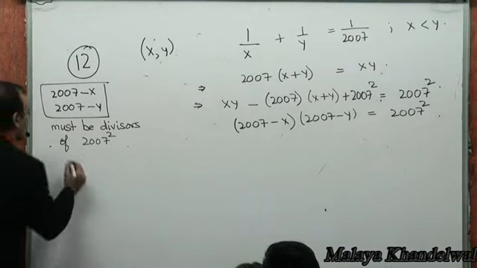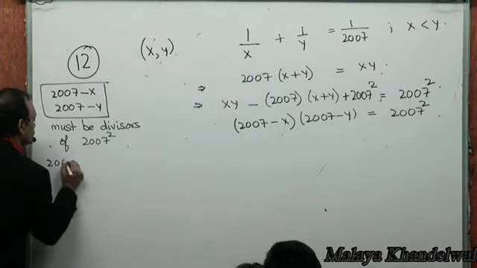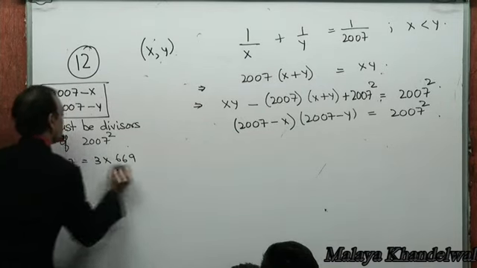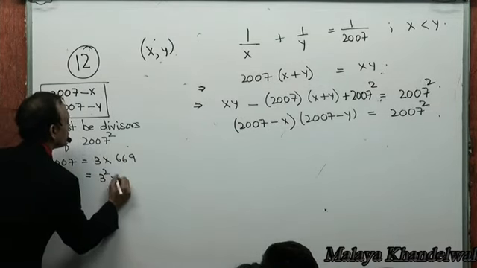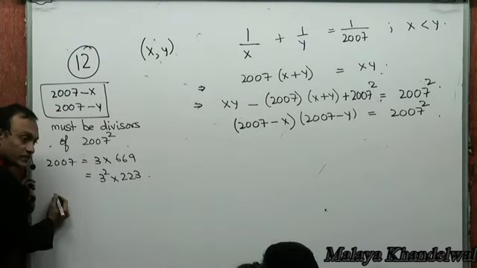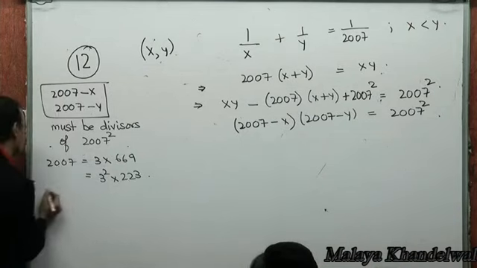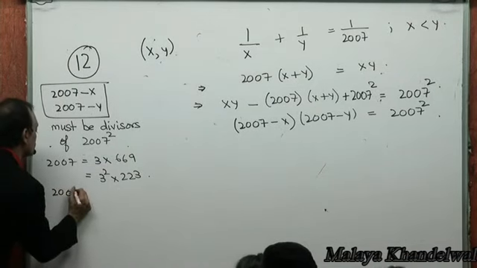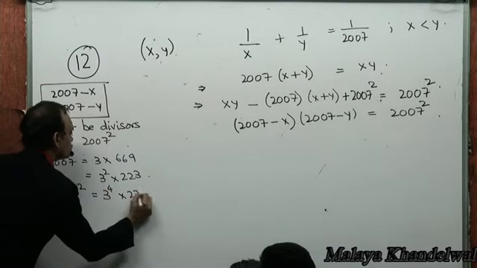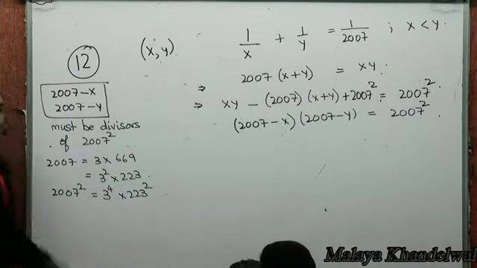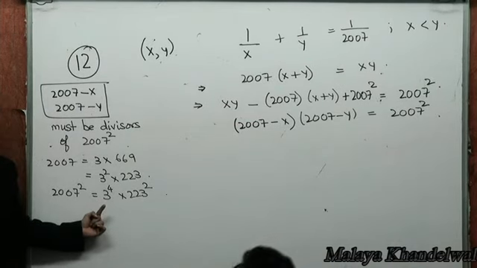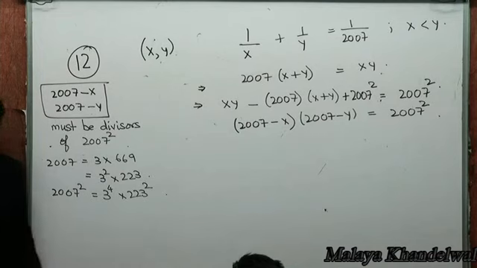All right. First of all, 2007 is 3 into 669, which is 3 squared into 223. That's 2007. Yes or no? And 223 is a prime, so no further fragmentation. 2007 squared is going to be 3 to the power 4 into 223 squared. Yes or no? Expressed as a product of powers of primes.